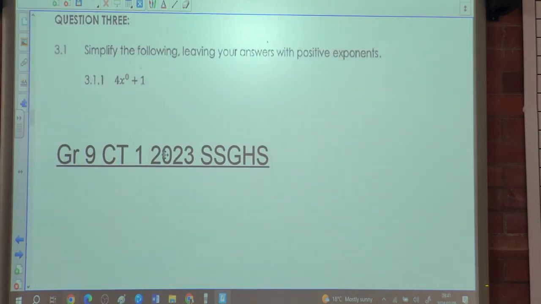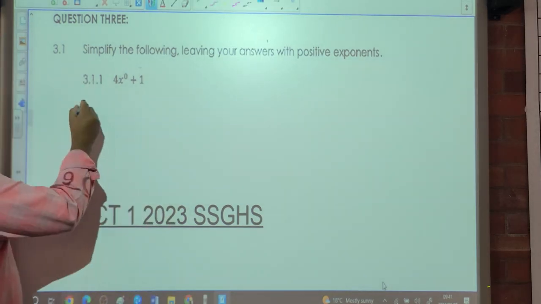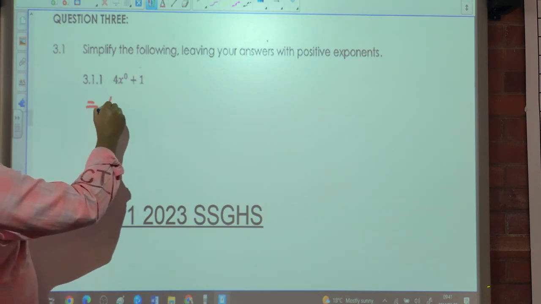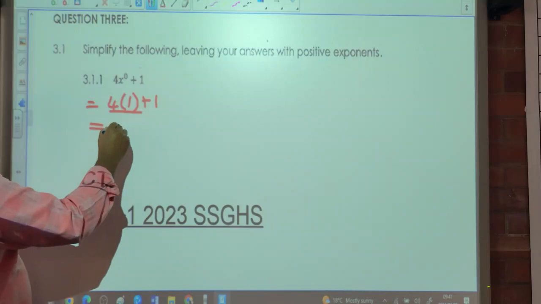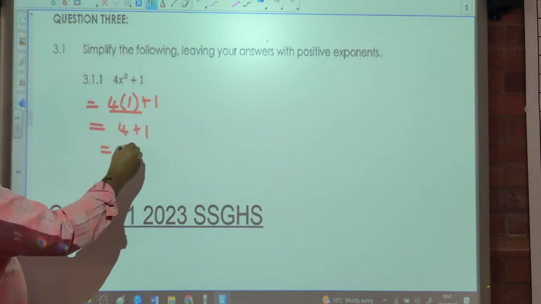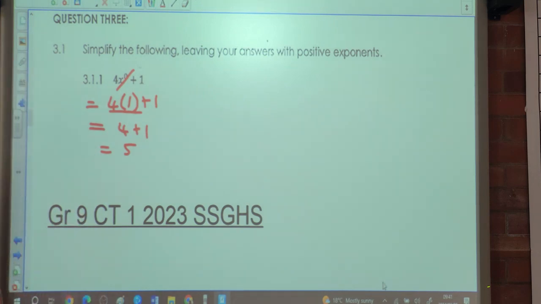Look at question 3. Simplify the following, leave your answer with positive exponents. Because anything to the power 0 is 1, so it's 4 multiplied by 1 plus 1. 4 multiplied by 1 is 4, plus 1 is 5. Or you could have just pulled a line there and said 4 plus 1, which is 5. Okay.